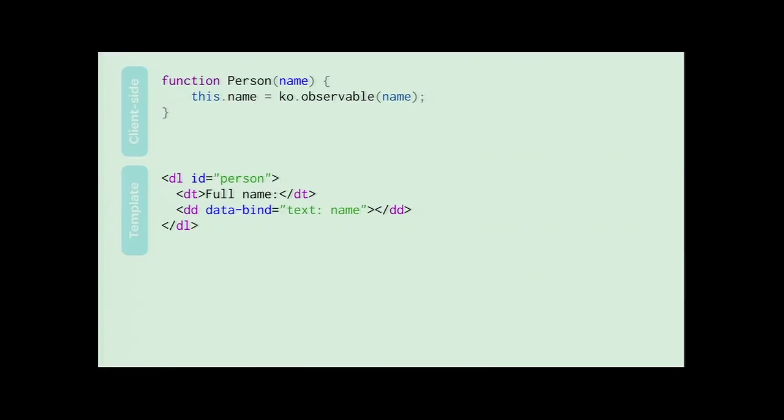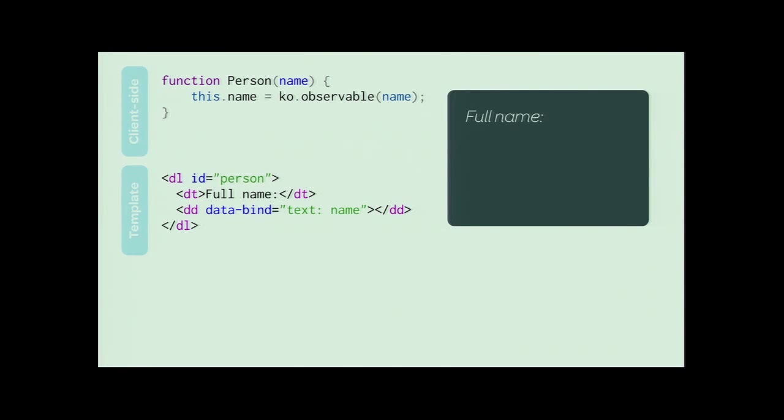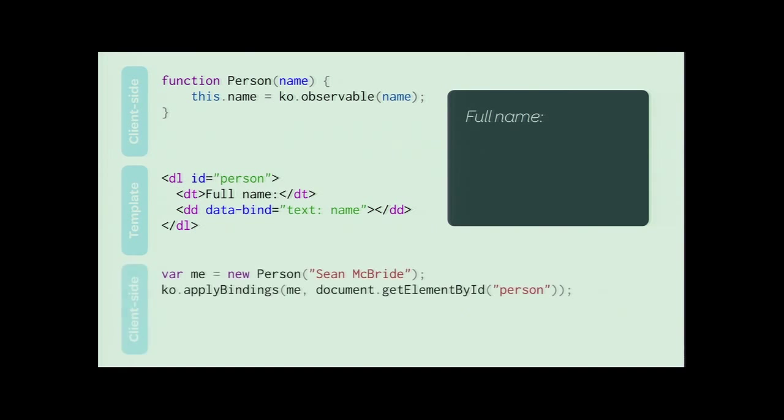And we could render this right now because it's just HTML, and we'd get full name blank because there's nothing in this element. But if we instantiate a view model with my name, so it's a person with the name Sean McBride, and then we apply that view model to that element so that those bindings are applied, what happens is that that element fills up with the text of my name. So it connects that property with the text of that element.